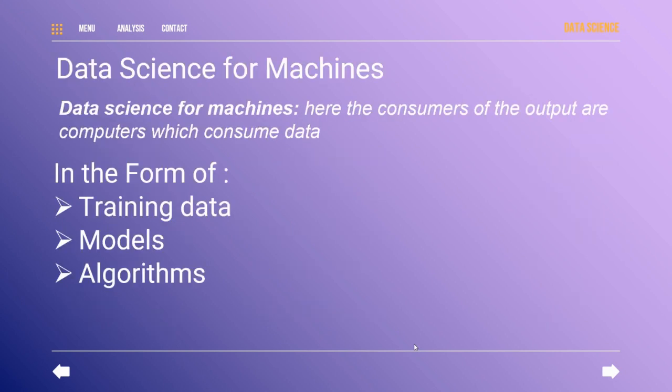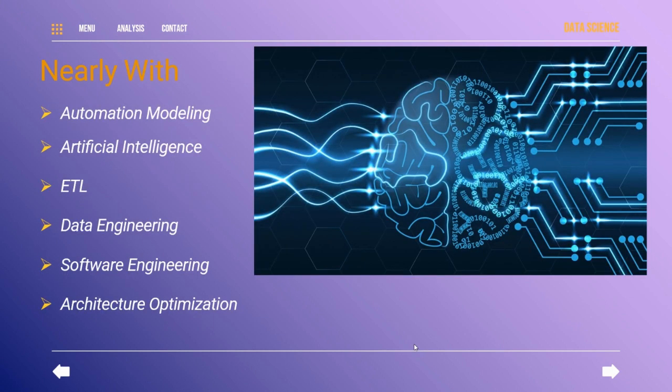Now, the next is business data science for machines. These consume data in the form of training data, models, and algorithms. They train on the data so that they work on the model. This can be done with automation, artificial intelligence, ETL, data engineering, software engineering, and architecture optimization. These branches analyze the data and reduce the type of data they are using, so that it decreases the storage capacity used on the machine.